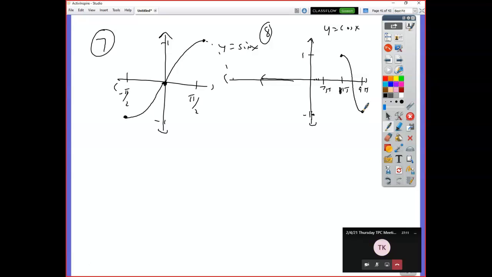Now, how do I finish my graph? Because I want to start at 7 pi. You go down to -1 by 7 pi.